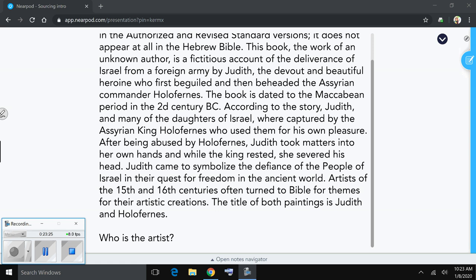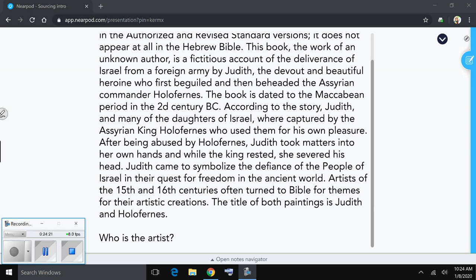Why would the artists of the 15th and 16th century use this as a topic of a painting? Why would they do that? What was going on in the 15th and 16th century? The Renaissance, yes, the Renaissance is the answer, right? And that they looked for scenes from the Bible to paint. Tell me why Renaissance artists would use scenes from the Bible. Who is a patron of Renaissance artists? The church. The church had money to have the Renaissance artists come and paint for them.